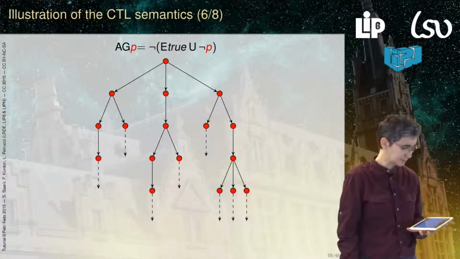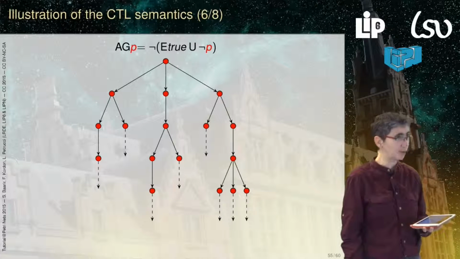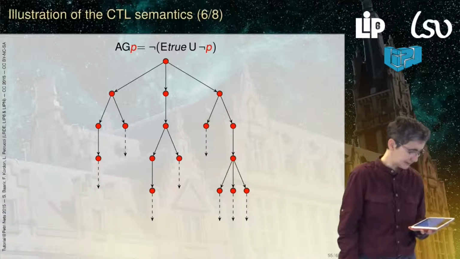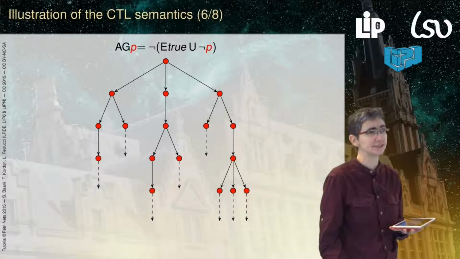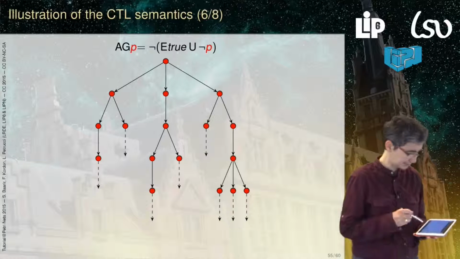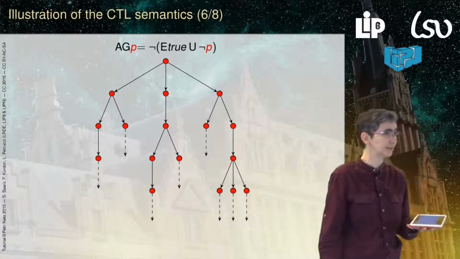You can also express AGP, always globally P, and there you want to state that all states in your tree satisfy this formula P. And this is the case, they are all red dots.